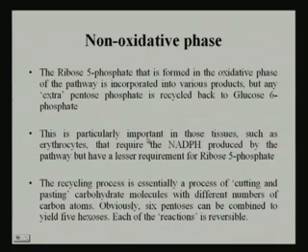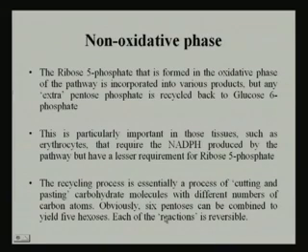This is particularly important in tissues such as erythrocytes that require NADPH produced by this pathway, but have a lesser requirement of ribose 5-phosphate. The recycling process is essentially a process of cutting and pasting carbohydrate molecules with different numbers of carbons. Obviously, 6 pentoses can be combined to yield 5 hexoses. Each of the reactions is reversible in nature.